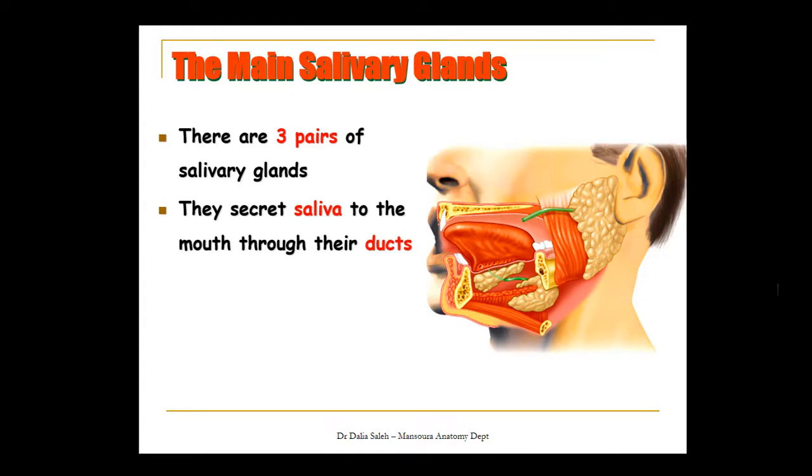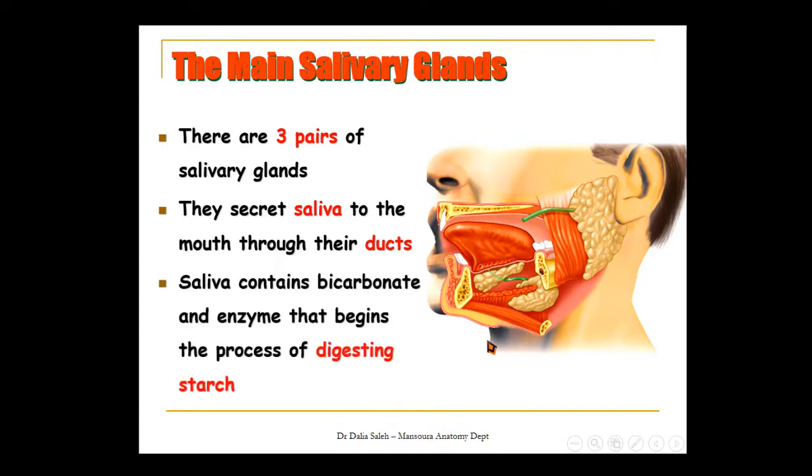The salivary glands secrete saliva into the mouth through their ducts, so they are exocrine glands. This is the parotid duct. Also, this is the submandibular duct, which opens into the undersurface of the tongue in the mouth cavity, and these are the openings of the sublingual ducts. Saliva contains bicarbonates and enzymes, and its function is to begin the digestion of certain types of food like starch.